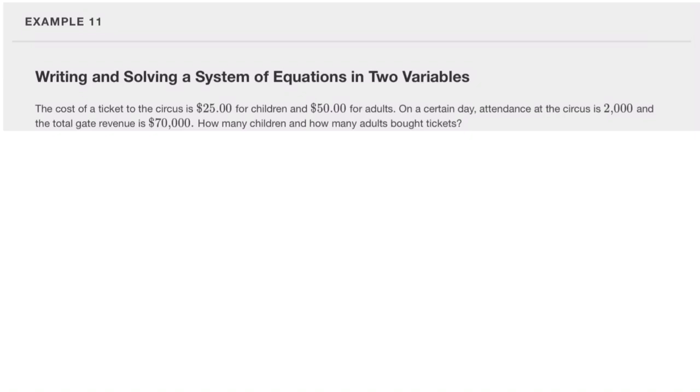So the cost of the ticket to the circus is $25 for children and $50 for adults. On a certain day, attendance at the circus is 2,000, and the total gate revenue is this. How many children and how many adults bought tickets? All right. Let's start off with a revenue function, money generated. Well, it says the cost of a ticket, for children and adults.